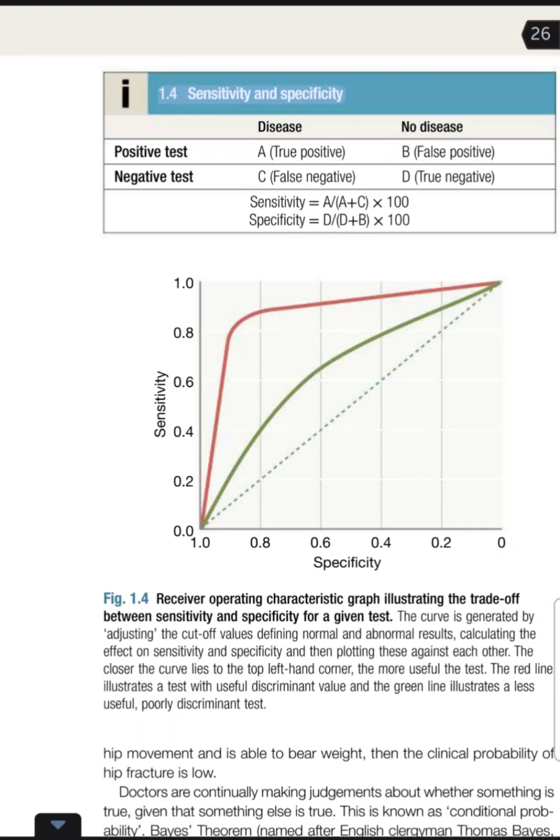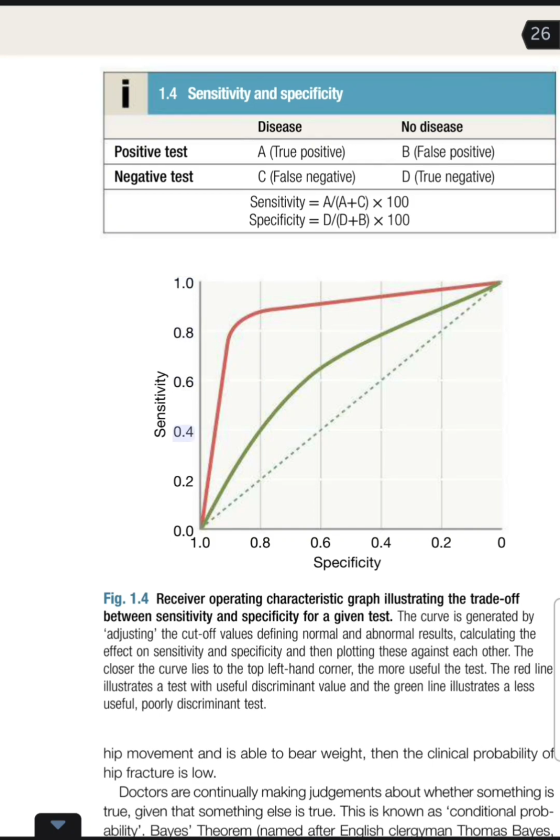1.4 Sensitivity and specificity. Disease, no disease. Positive test: A, true positive; B, false positive. Negative test: C, false negative; D, true negative. Sensitivity equals A over A plus C, times 100. Specificity equals D over D plus B, times 100.